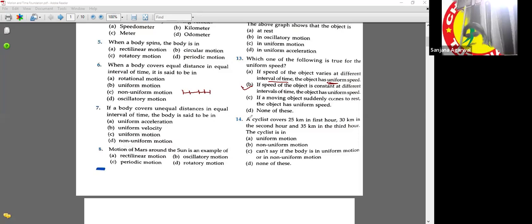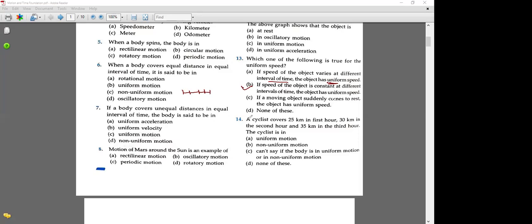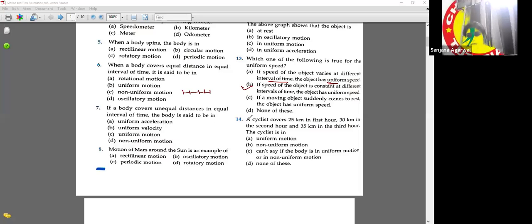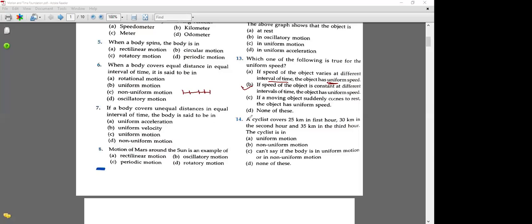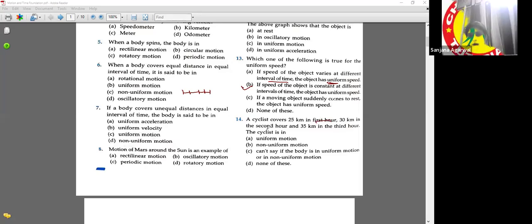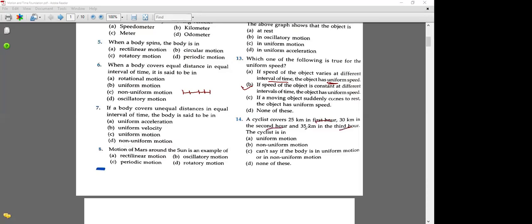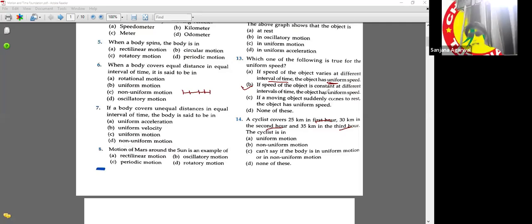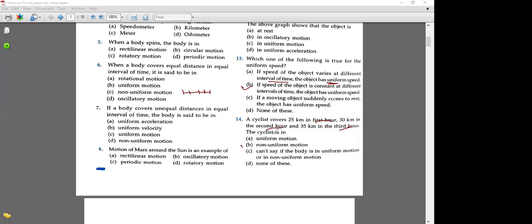Okay, now tell 14. Ma'am, 14 is B. Ma'am, I think it's B. Question 14, B: no uniform motion. Because in the same time interval, 1 hour, in different spans, in different cases, the distance covered is different, so non-uniform speed. Yes.